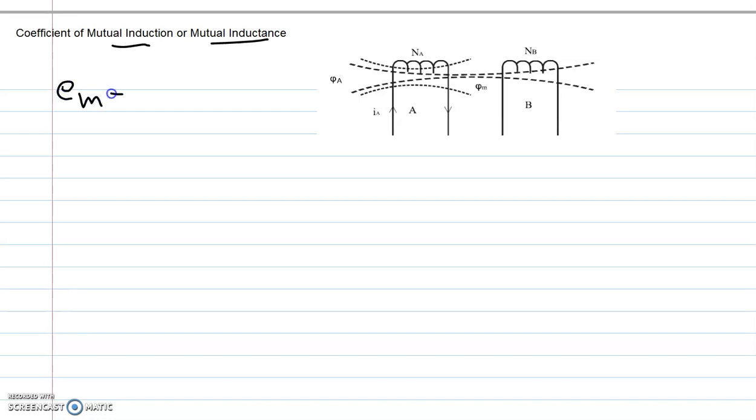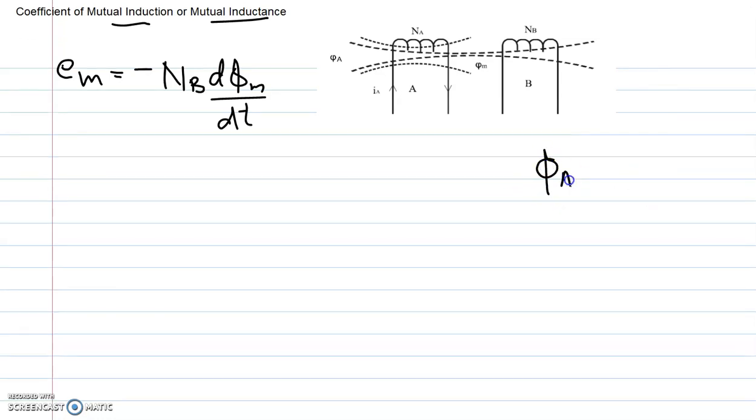So that mutually induced EMF is nothing but minus NB into d phi m by dt. And because of the physical separation between the two coils, all the flux which is linking with the coil A may not be linking with the coil B. That is, phi A is the flux which is linking with the coil A. The entire flux of phi A will not be linking with the coil B. So therefore, we cannot say phi A and phi B to be equal.